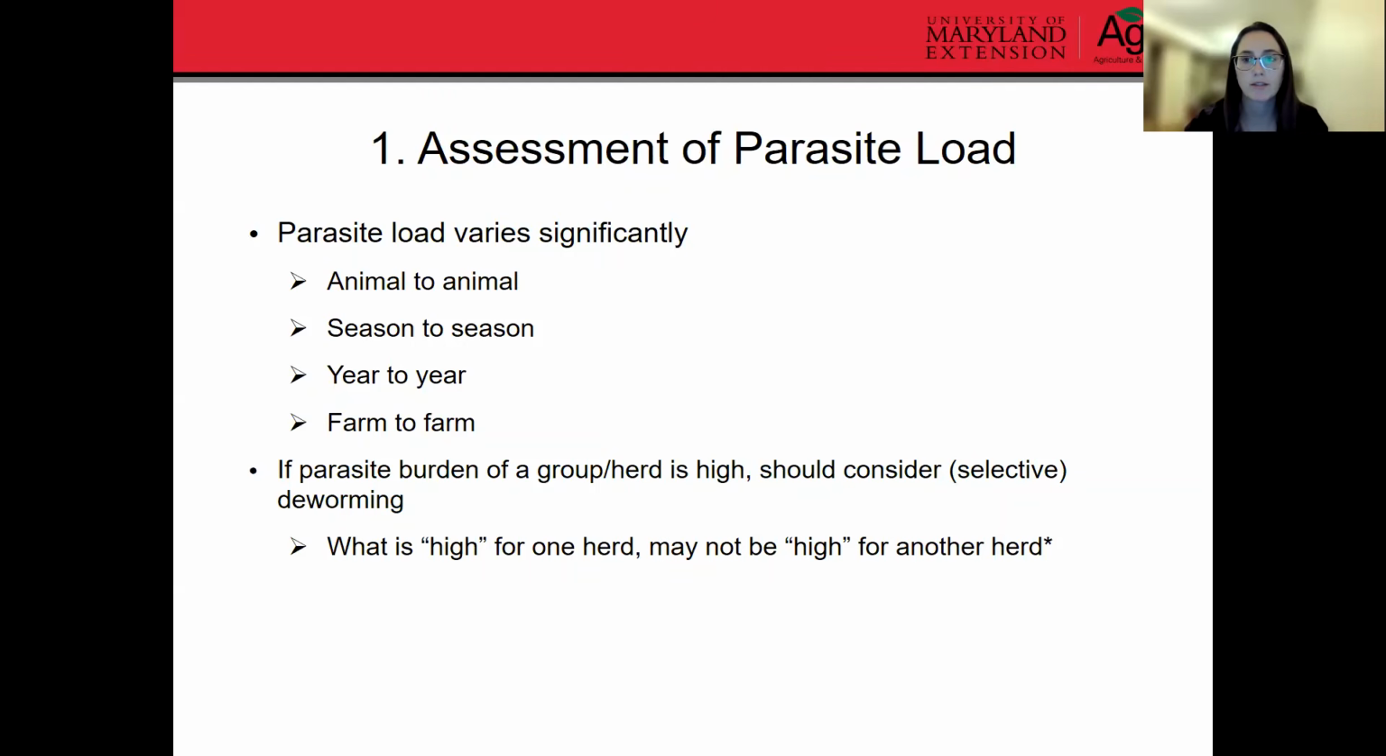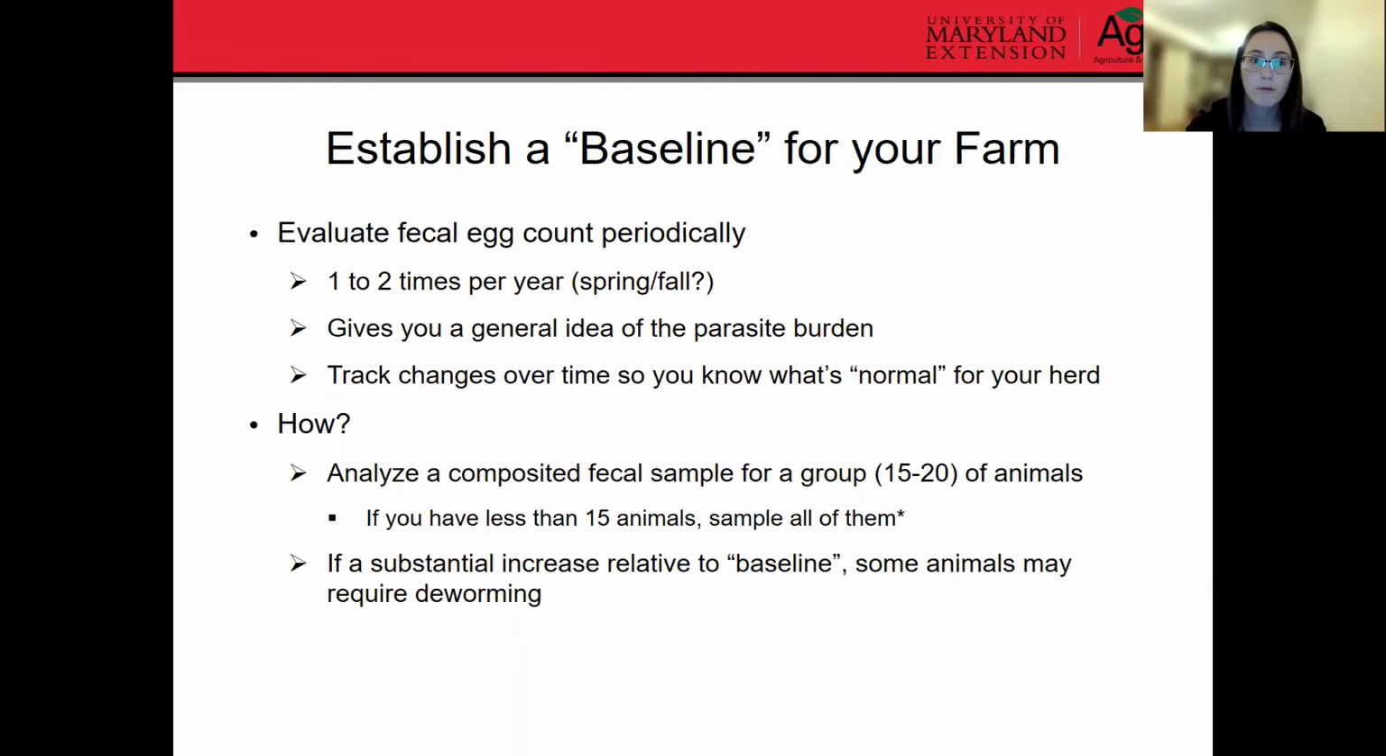In terms of assessing parasite load, you might be thinking, what is that? Well, parasite load will vary significantly from animal to animal, season to season, year to year, and farm to farm. So what we want to do is get an idea of what the parasite load is on the farm currently, so that we know when something becomes out of whack, when we should be deworming. If the parasite burden of a group or a herd is high, we should consider deworming our animals. But what is high for one herd might not be high for another herd. So that's why we suggest getting some kind of a baseline put together for your farm.